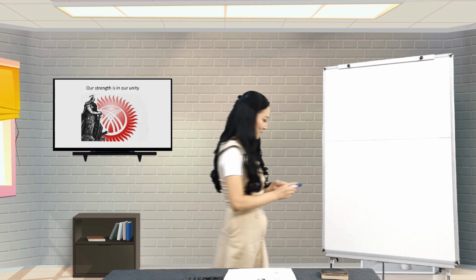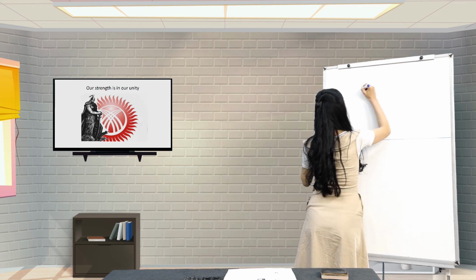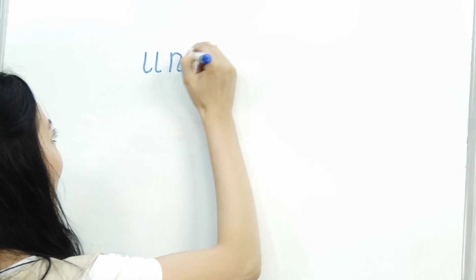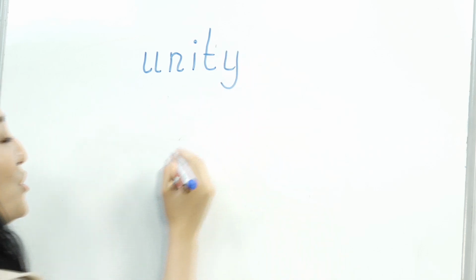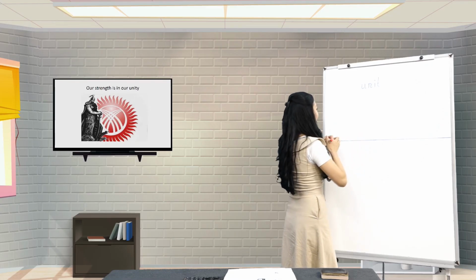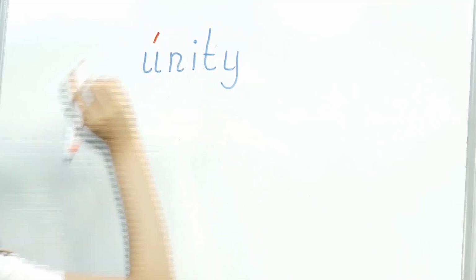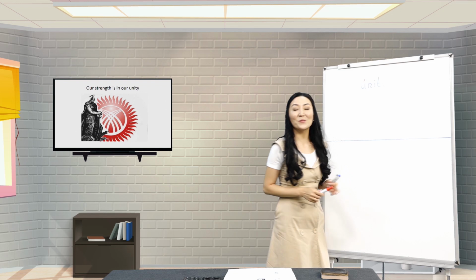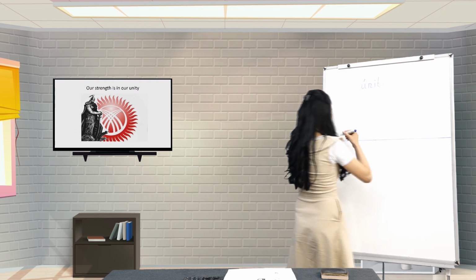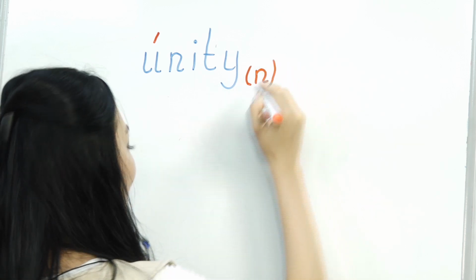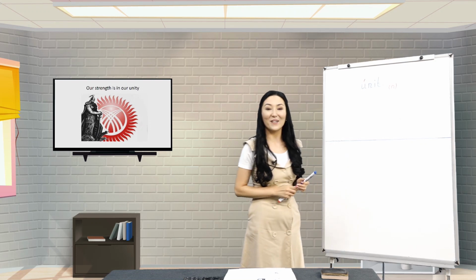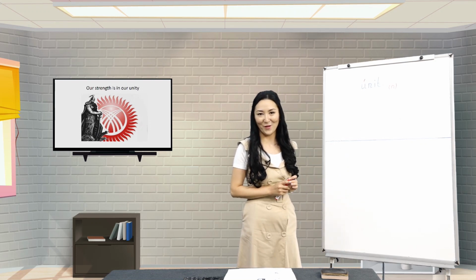Now repeat this word after me. Unity. Unity. Okay, how do we spell this word? U-N-I-T-Y. Unity. Where is the stress? Unity. Which part of speech is it? Correct. It's a noun. Is it countable or uncountable? It's uncountable.